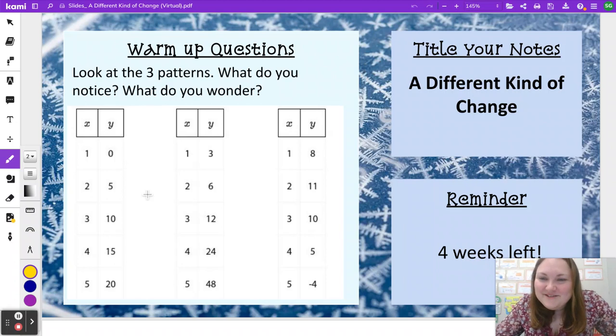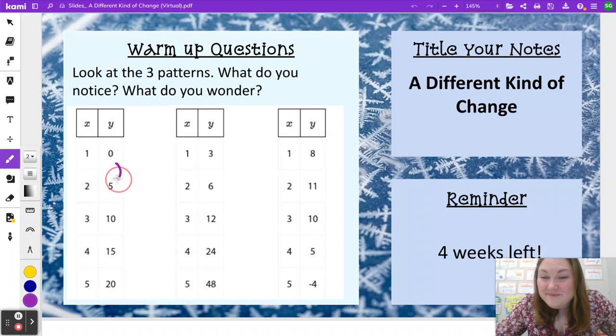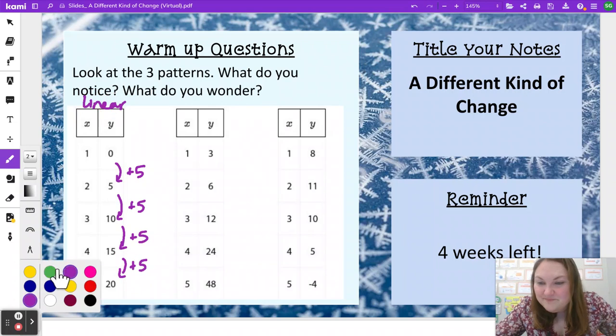Our 3 patterns in these tables. In the past, I've had some students notice this first one here is going up the same amount each time. We're going up by 5 every single time our x goes up by 1. Because of that constant addition, you might have also labeled this first one as a linear relationship.